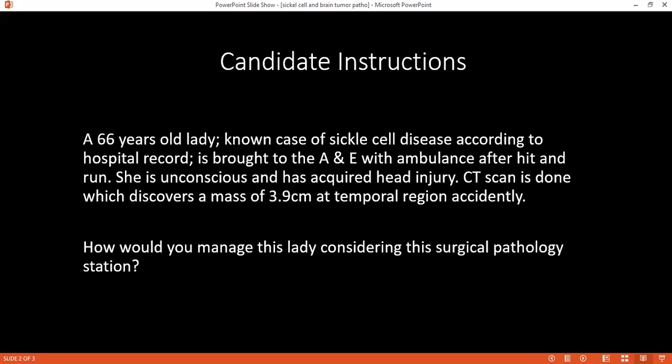Right. So if you have read and understood, considering its surgical pathology station, can you please define the term sickle cell disease? Sickle cell disease is a deformity in RBC morphology because of the substitution of glutamate in hemoglobin by valine, which makes a new hemoglobin, HbS. Okay.